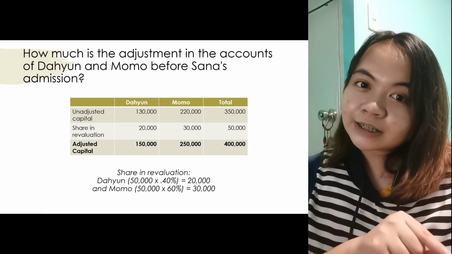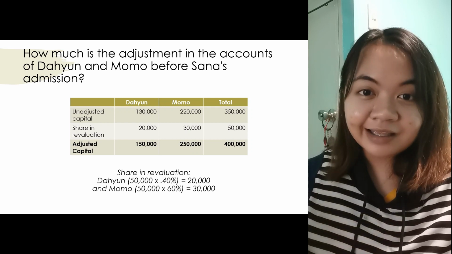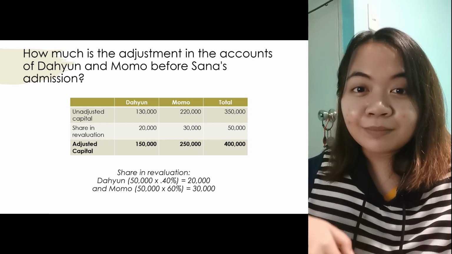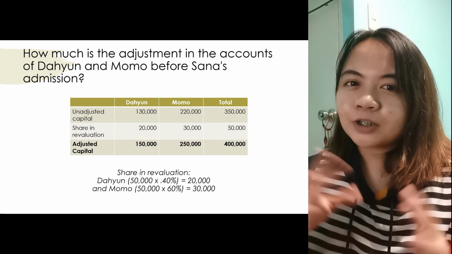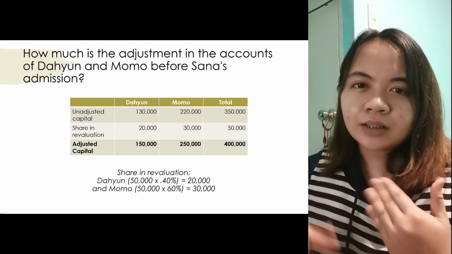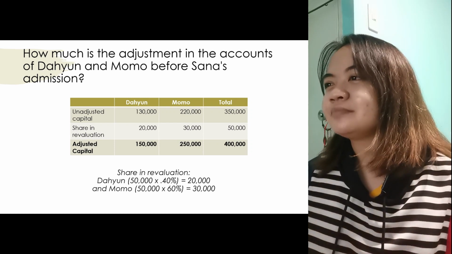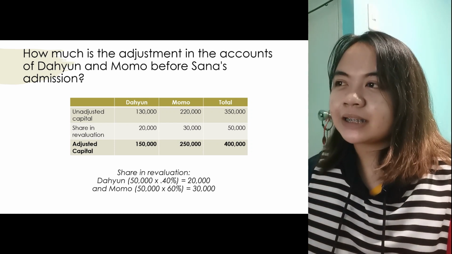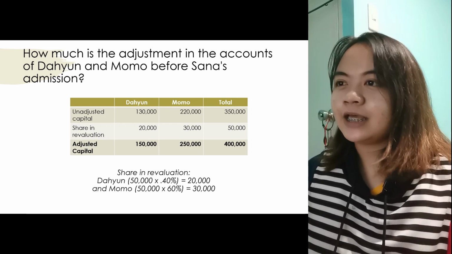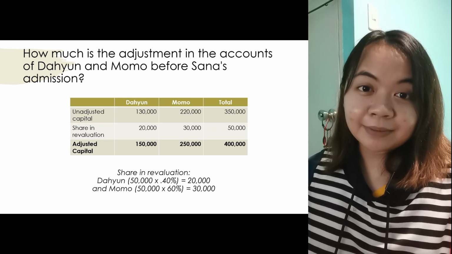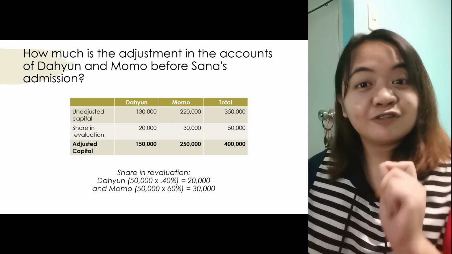Why? From 340, naging 390. Okay, increase siya. Ma'am, paano from 340 naging 300 or 290? Ay di pa baba, deduction sa kanilang capital. Okay, it's like dun sa partnership operation wherein yung may revaluation din. Okay, if you remember. So, ang bagong adjusted capital ni Dayon is 150. Kay Momo naman is 250. Okay, and then nag-increase yung capital ng 400 because nag-increase yung value ng equipment by 50,000.